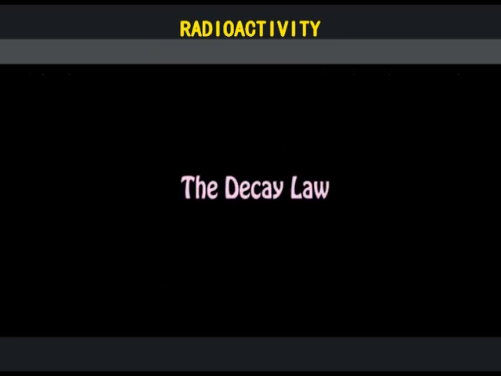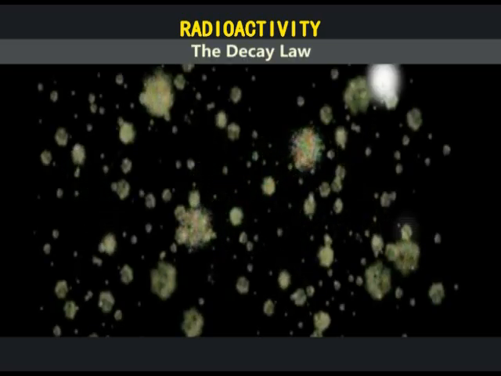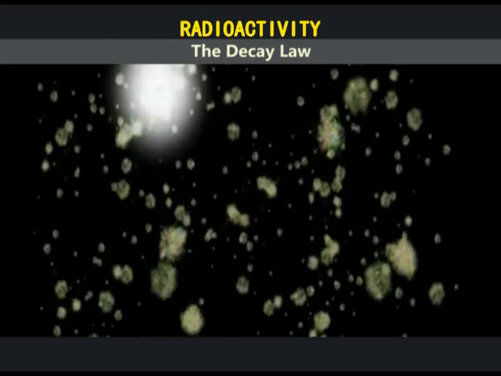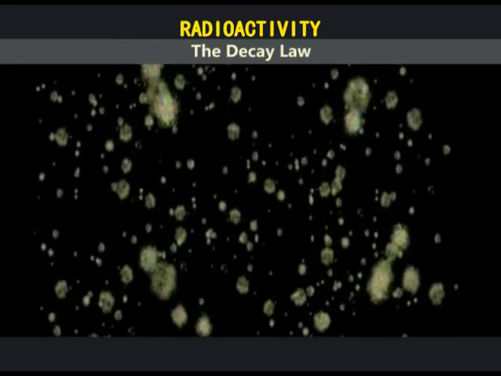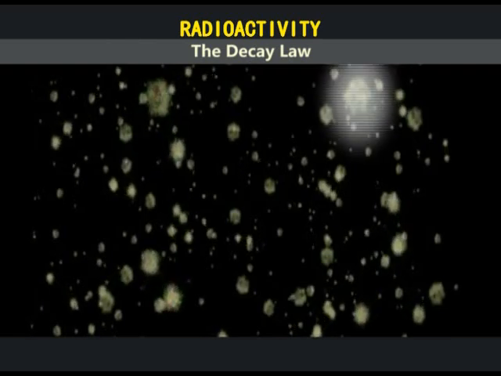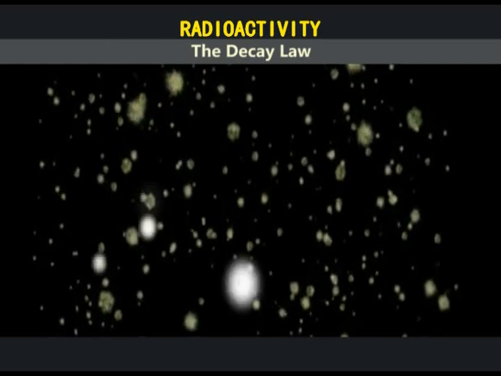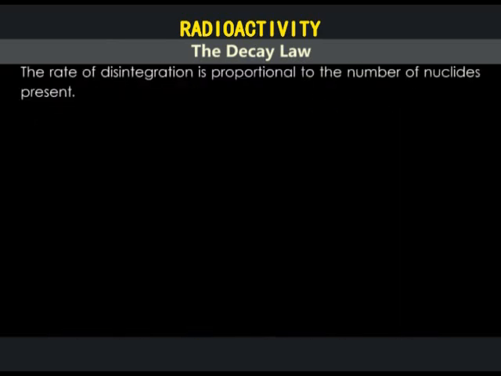Decay law. Radioactive decay is a spontaneous random process in which one cannot point out the nuclide that will disintegrate next. The choice of the nuclide that decays is governed by chance. This is because an extremely large number of atoms is usually involved. The decay law states that the rate of disintegration at a given time is directly proportional to the number of nuclides present at that time.